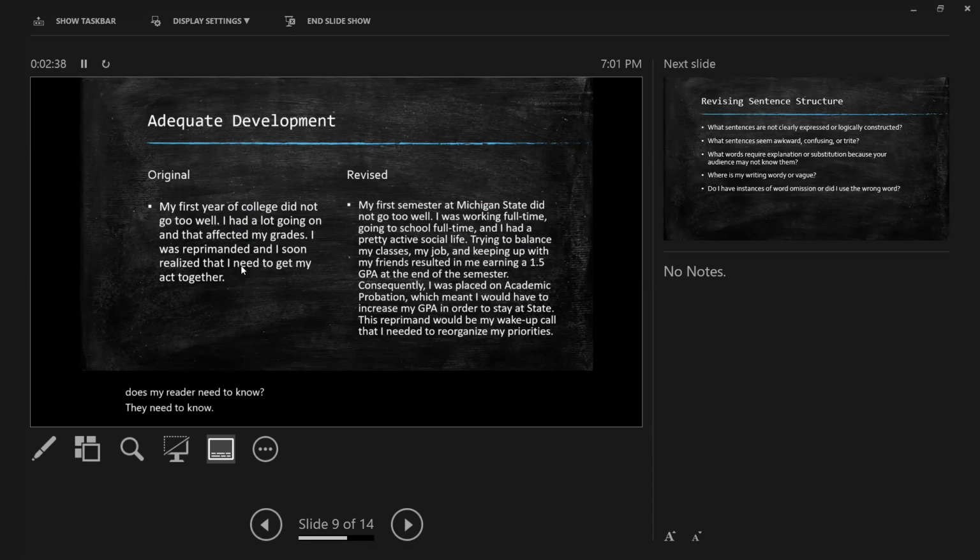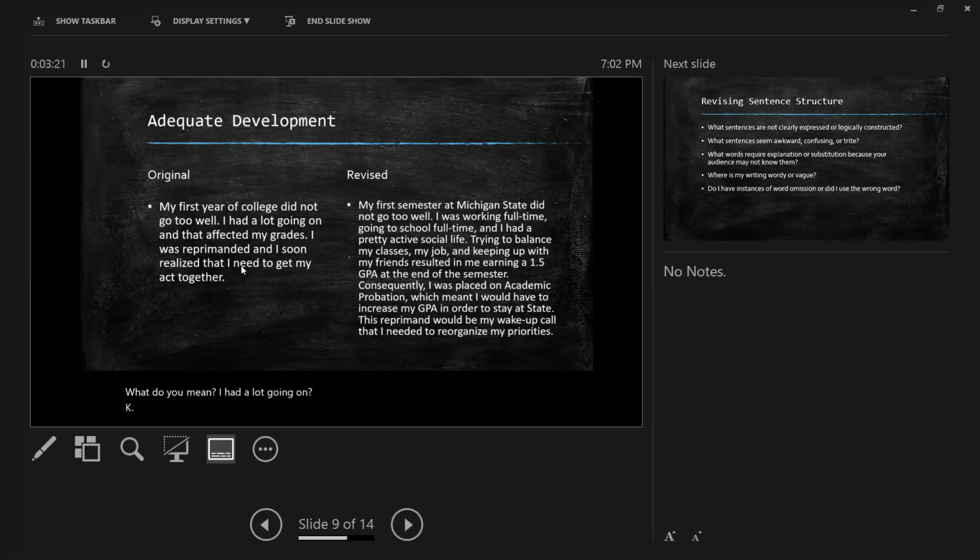My first year of college did not go too well. I had a lot going on, and that affected my grades. I was reprimanded, and I soon realized that I needed to get my act together. Okay. Student just told their whole academic life story in about 3 sentences. All right. And as a reader, I'm reading this and I say, I know there's more to the story than that. This original version tells the reader what happened. The revised version shows them what happened. What do you mean your first year didn't go too well? What do you mean I had a lot going on? Okay.